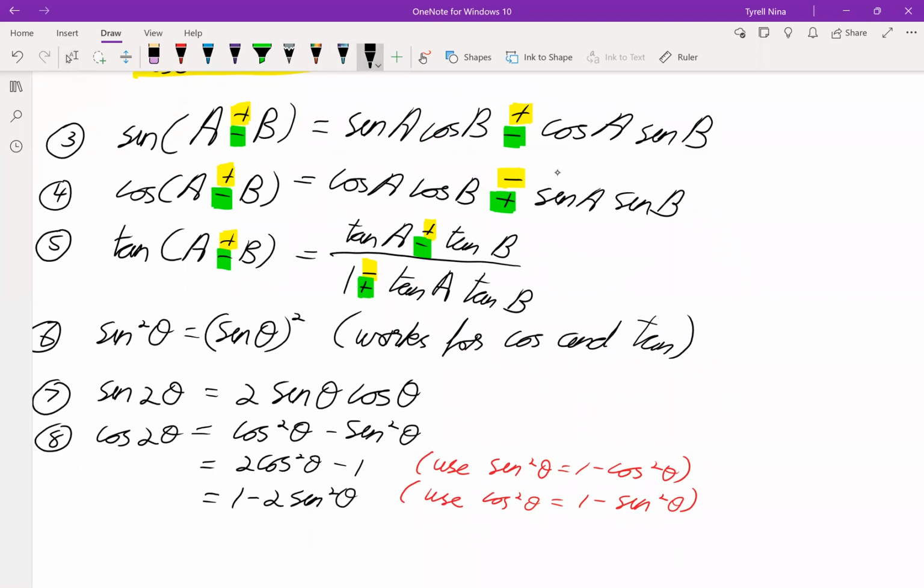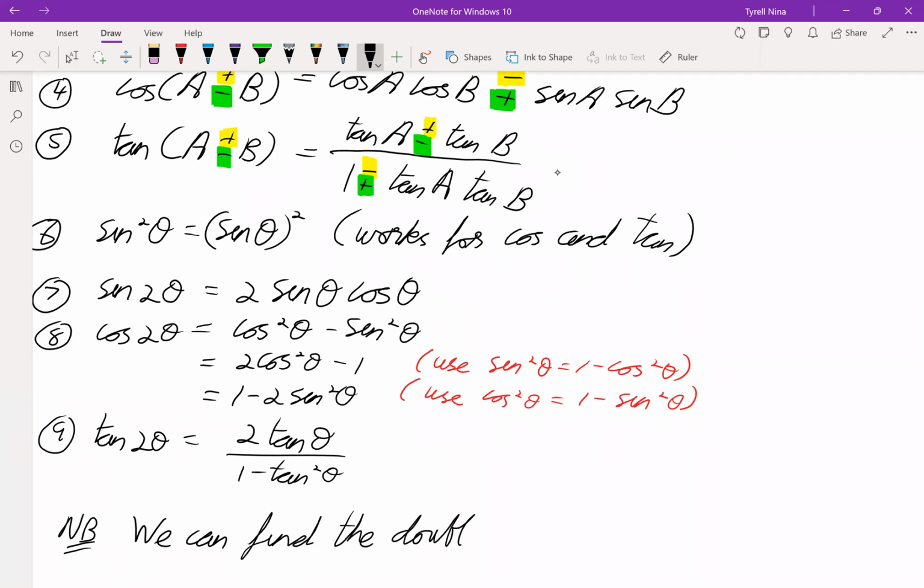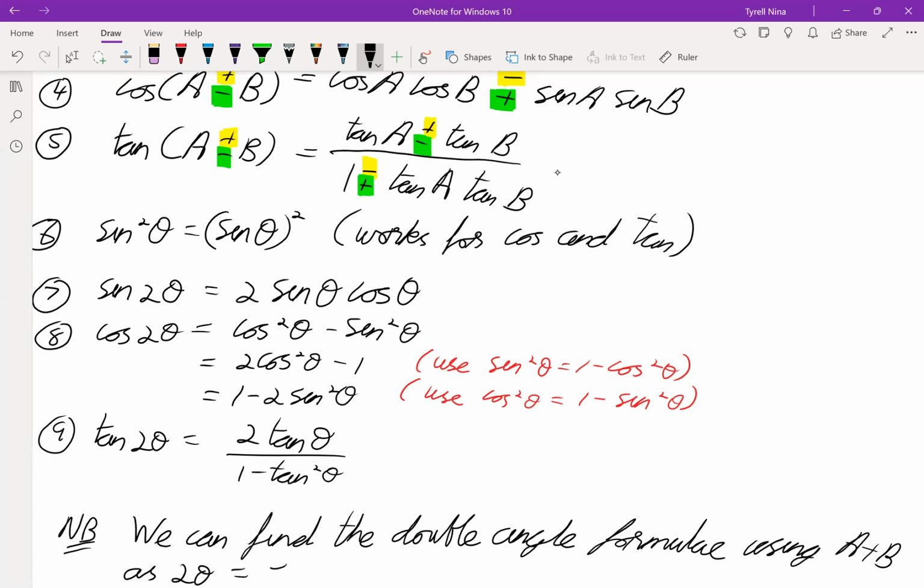Tan 2 theta. All right. So we have the tan 2 theta, 2 tan theta over 1 minus tan squared theta. I want you to note well here as well, we can find the double angle formulae using A plus B, as 2 theta is the same as theta plus theta.